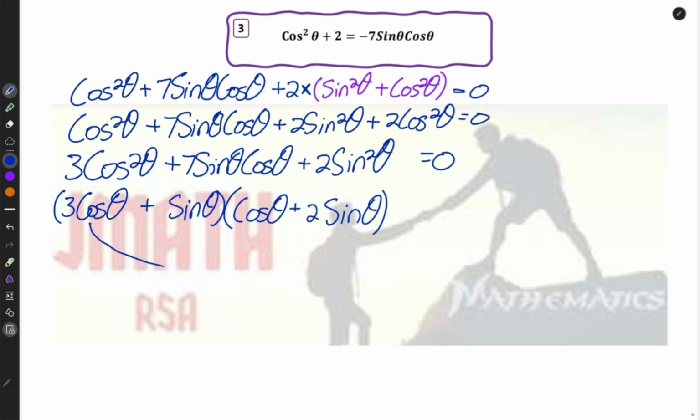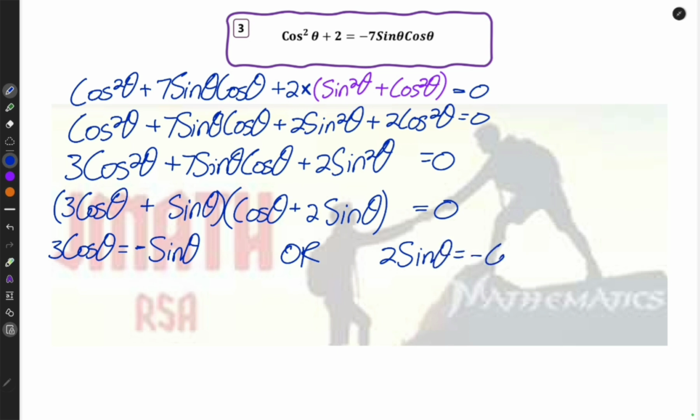So how do I know that? If I multiply these two, I will get 6 sine theta cos theta. If I multiply those two, I'll get 1 sine theta cos theta. 1 plus 6 gives me a 7. Now that I have the 2 brackets, I can now just say each bracket is equal to 0. So 3 cos theta will be equal to minus sine theta. And the other one, I can just say, okay, so 2 sine theta is equal to minus cos theta.